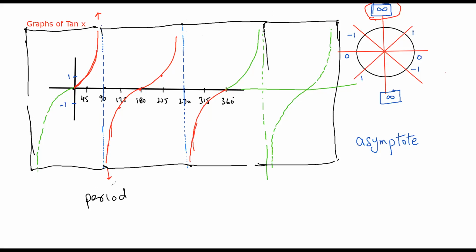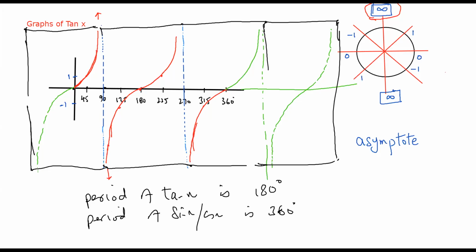So the period of tan x is 180 degrees, while the period of sine x or cos x was 360 degrees.